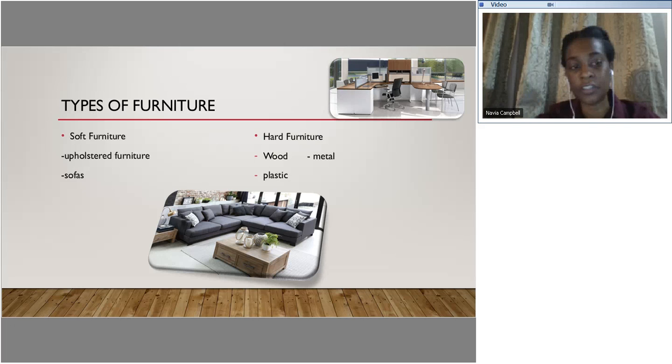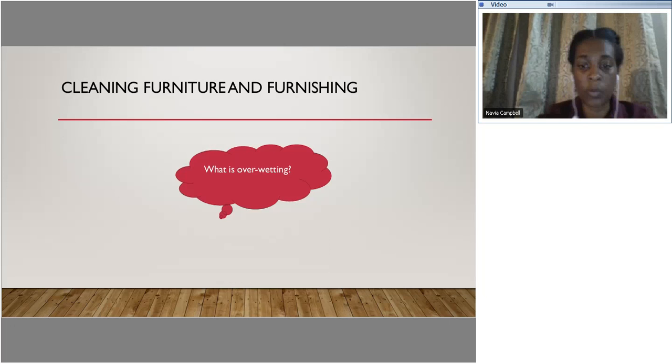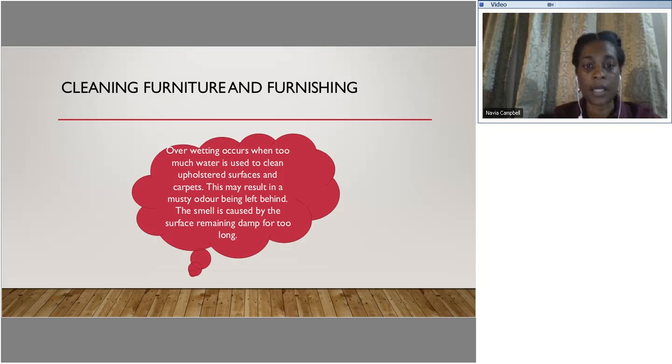Let's pay more attention to types of furniture. The two main types of furniture are soft furniture and hard furniture. As it relates to soft furniture, you have upholstered furniture as well as sofas, and hard furniture is made from wood, metal, and plastic.